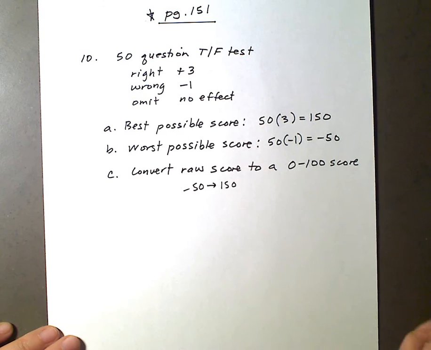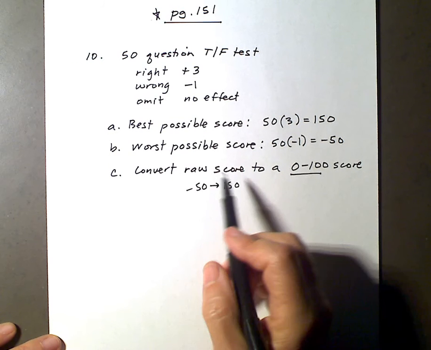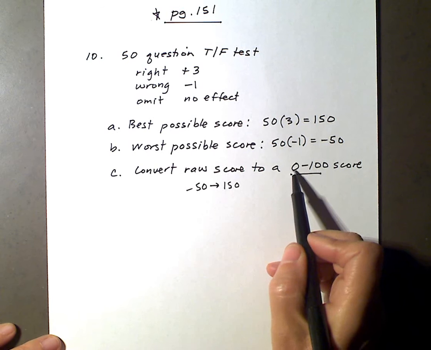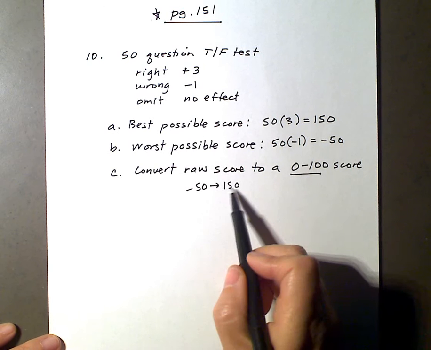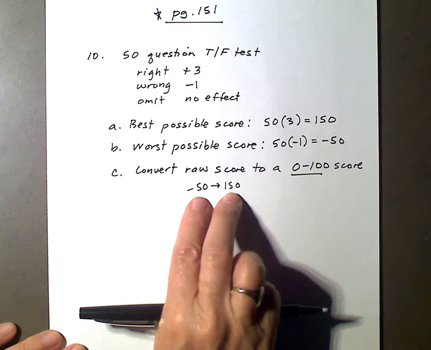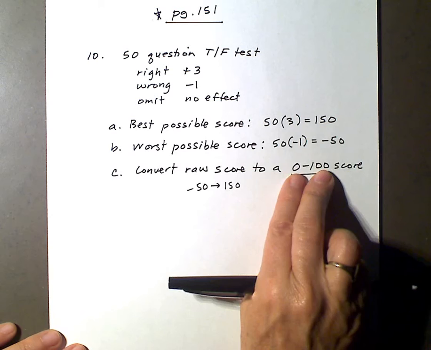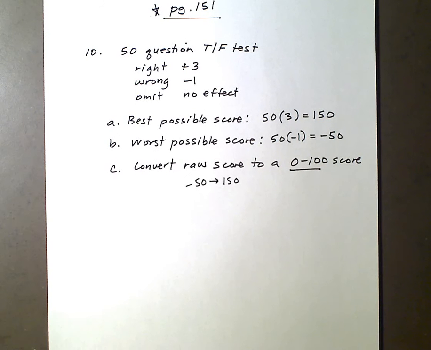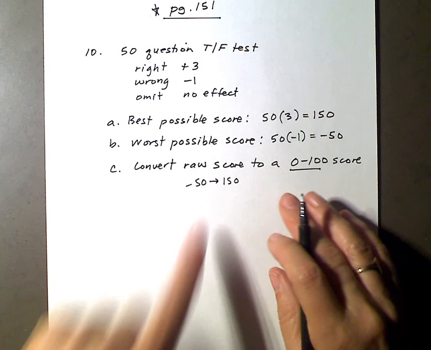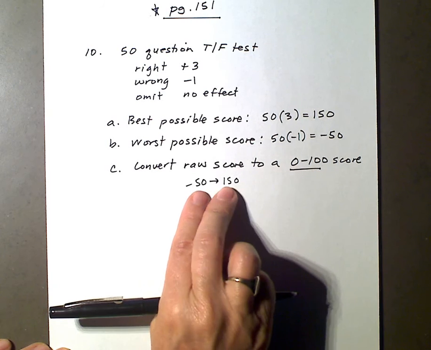And what they want to do is convert that to a 0 to 100. In other words, a -50 needs to equate to a 0, and 150 needs to equate to a perfect score of 100. But this is a 200-point spread between these two, so they want to condense this into a 100-point spread. So if you understand that, you can see that there's going to have to be a half of this spread somehow.